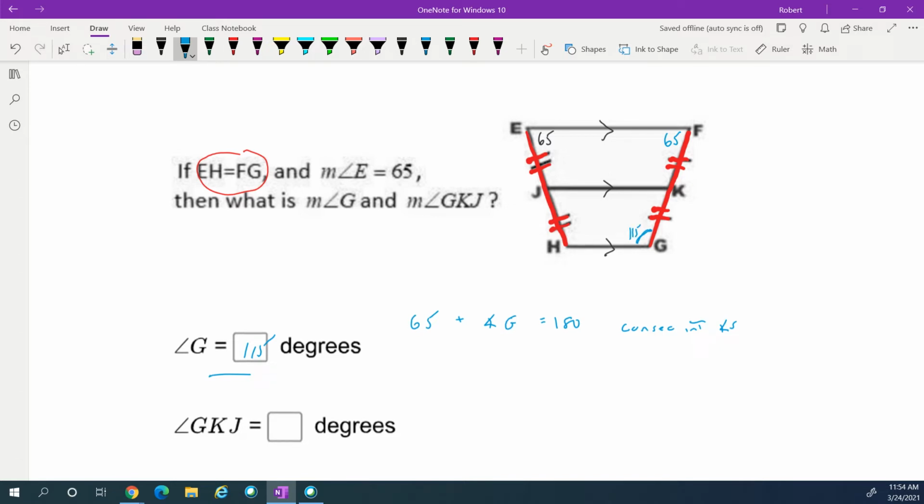Now the next question, angle GKJ. So let's find it. GKJ is right here. Well, again, that median or midsegment is parallel. So we can say that the 115 angle G plus angle GKJ is 180, again, because they are consecutive interior.